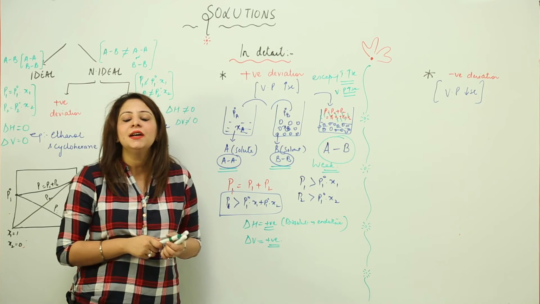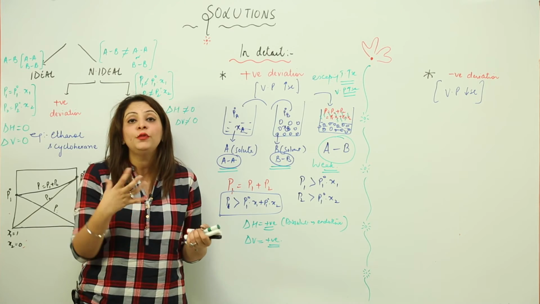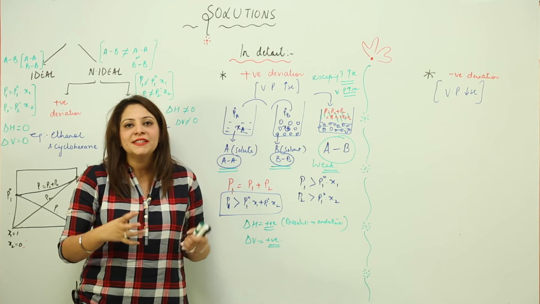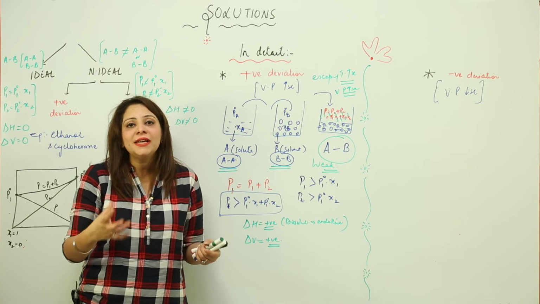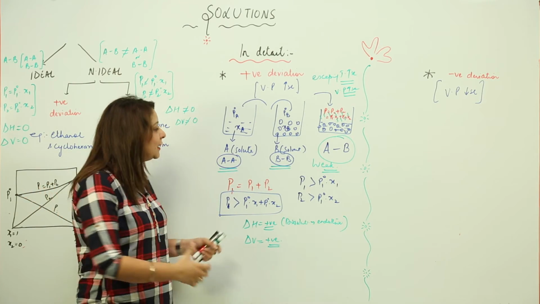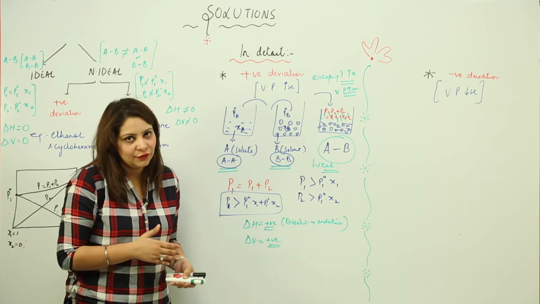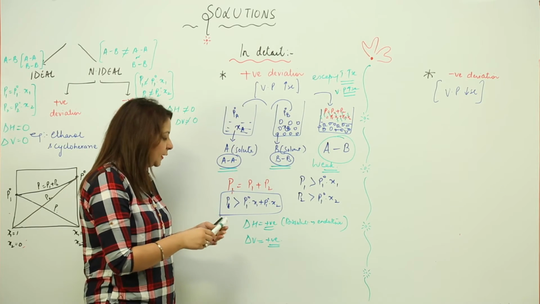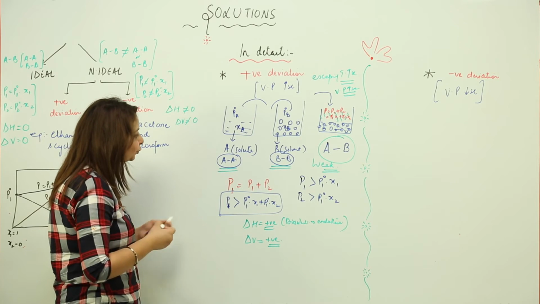Now, why is delta V going to be positive? See, because it has a weaker interaction. Weaker interaction means they will be loosely held, and when they are loosely held, obviously volume is going to increase if we compare it with the ideal one. So that is why we say that they are showing positive deviation. So let me take one example in order to explain this to you.